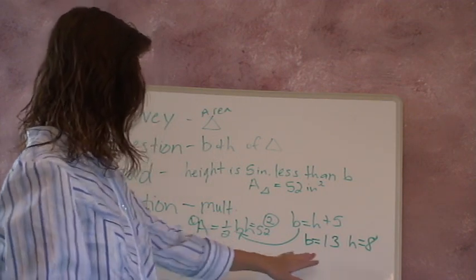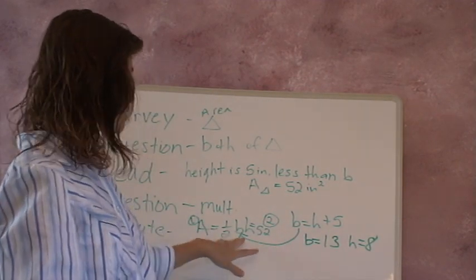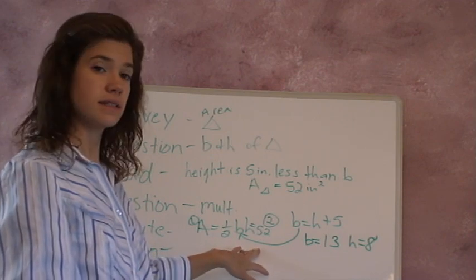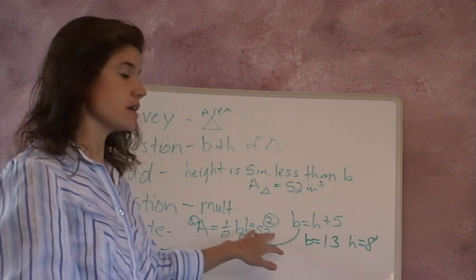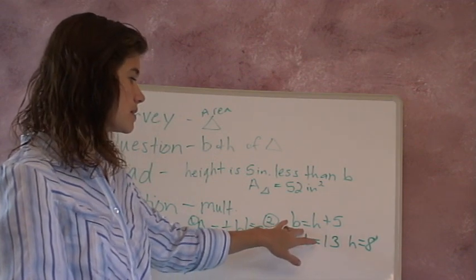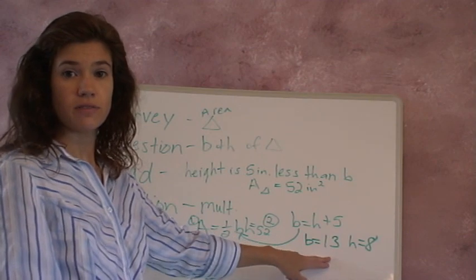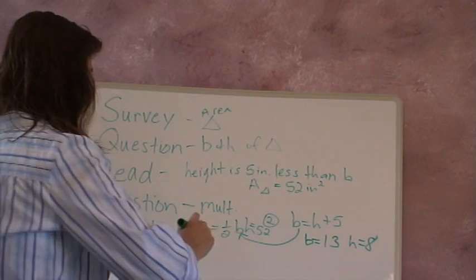So let's see, if we have a base of 13 and a height of 8, let's put it back into our area formula. What's 1/2 times 13 times 8? Is that equal to 52? Yes, it is. Now the base, is that equal to the height plus 5? Is 8 plus 5 13? Yes, so we know that that checks.